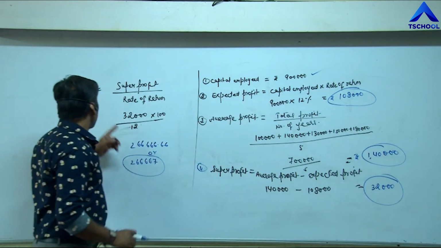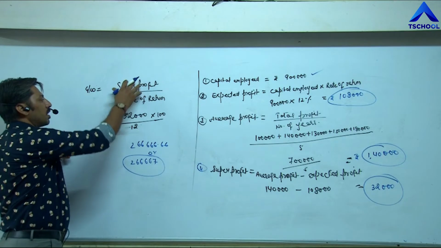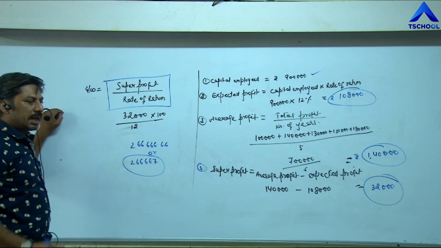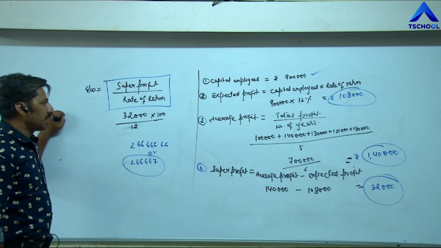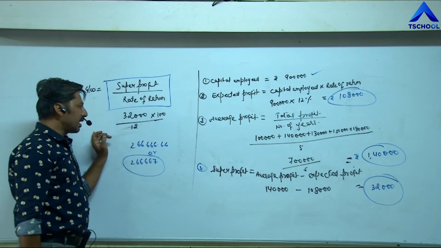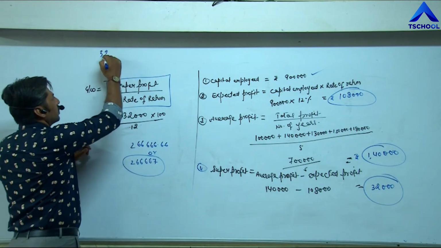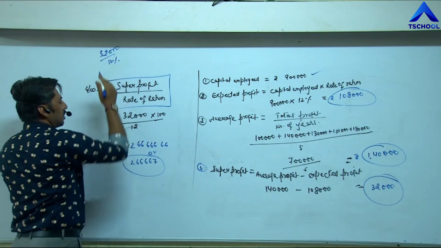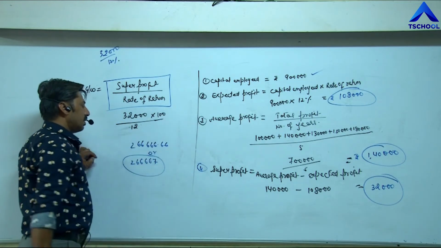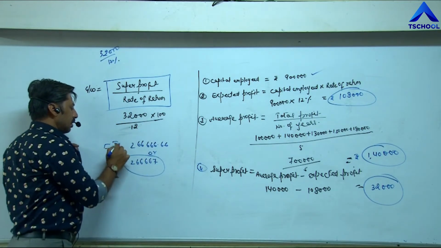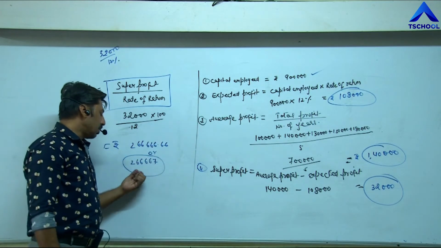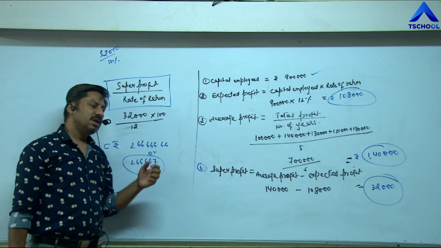And the last step, for calculating goodwill: super profit upon rate of return. This is the important part. Super profit upon rate of return according to the capitalization of super profit method. Super profit is 32,000 into rate of return. In a calculator, you can do 32,000 divided by 12%, and directly you will get this answer. So 32,000 into 100 upon 12. So the answer is rupees 2,66,666.66, means 2,66,667.